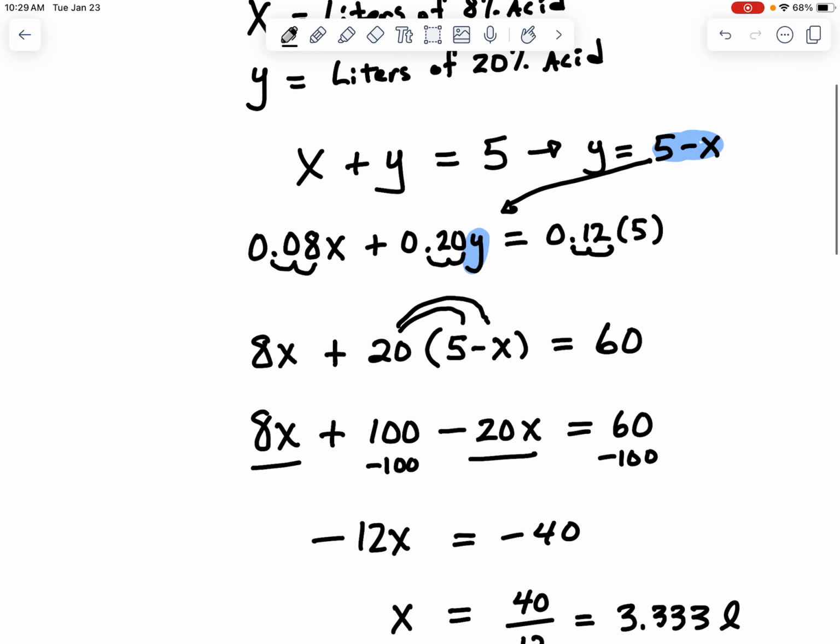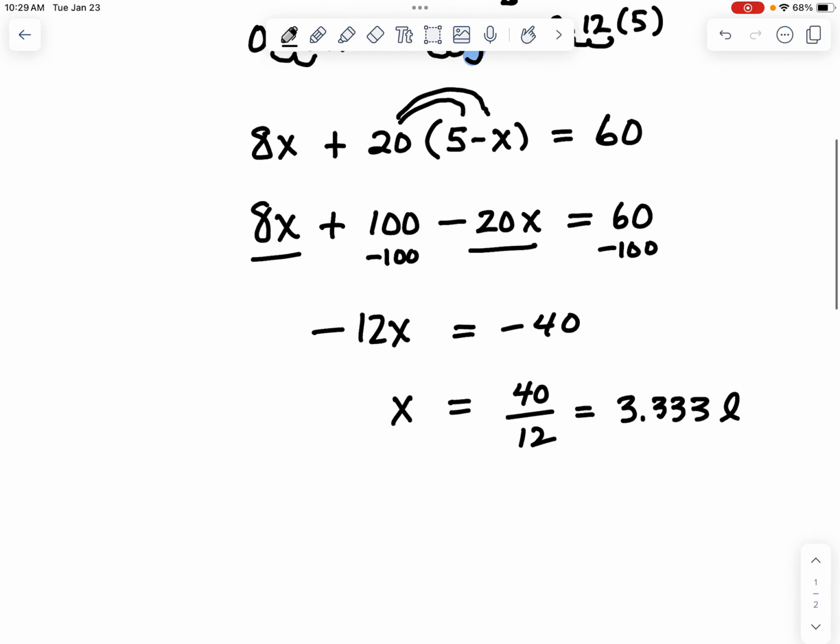And we could use this equation to find out what y equals. So I just need to do 5 minus x. So y equals 5 minus 3.333. And that would equal 1.66, and then if you round it, 7.